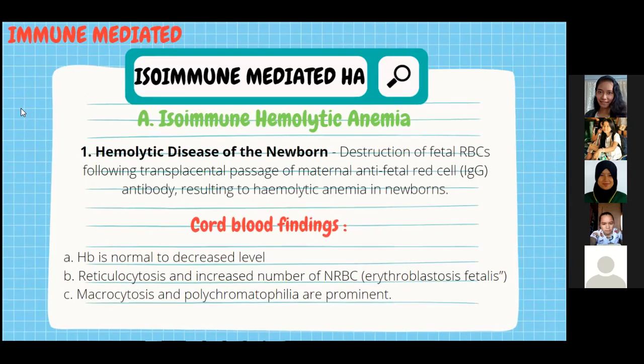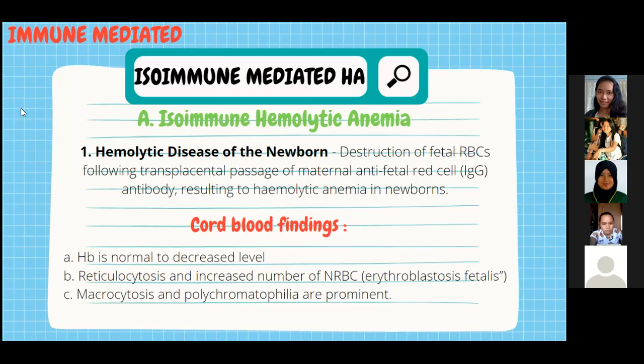In the isoimmune-mediated hemolytic anemia, we have the hemolytic disease of the newborn. It is the destruction of fetal RBCs following transplacental passage of maternal anti-fetal red cell IgG antibody, resulting in hemolytic anemia in newborns. The main antibody for this disease is IgG, or immunoglobulin gamma. What happens here is that the fetal RBC, which possesses an antigen that the mother lacks, crosses the placenta into the maternal circulation. There it stimulates antibody production, and that antibody will return to the fetal or the baby's circulation and result in RBC destruction.